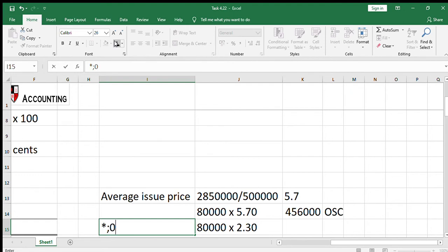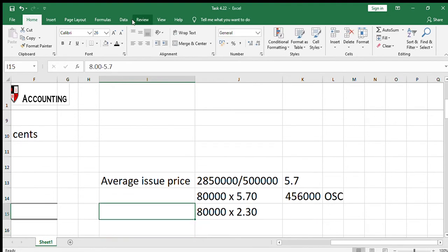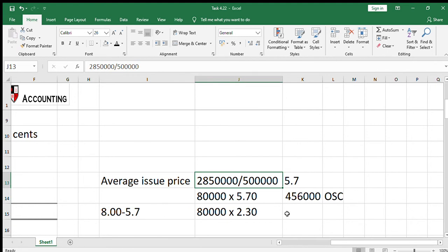Okay, the repurchase price 8 Rand minus 5.7. That's how we get 2 Rand 30. So we're going to take 80,000 shares multiplied by 2 Rand 30, and that will come out of retained income.